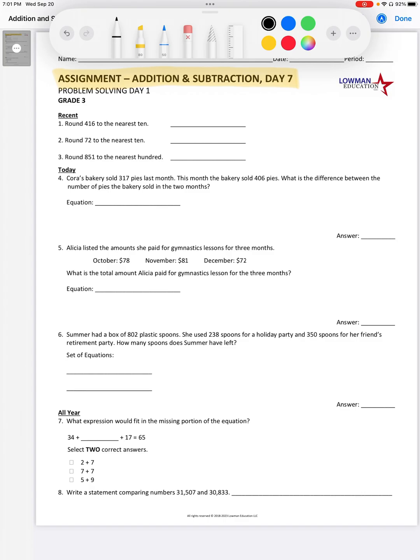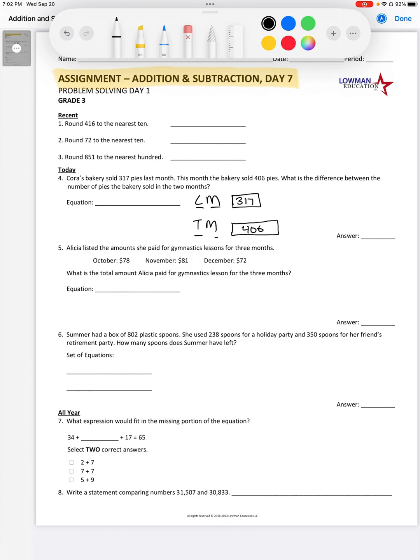So we know that she's selling pies. That is the thing we're dealing with, the noun, the subject, friends, if you're in English. And we're looking at pies that she sold last month, LM, and pies that she sold this month. Last month she sold 317. This month she sold 406. Now, the rectangle that I drew for 406 is bigger than the rectangle that I drew for 317 because 406 is bigger than 317.